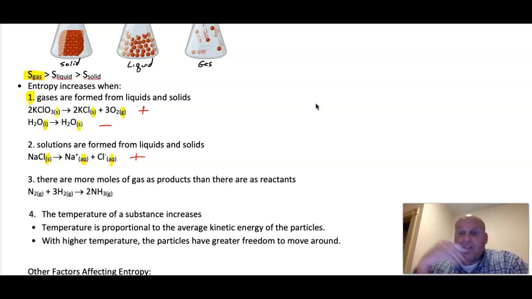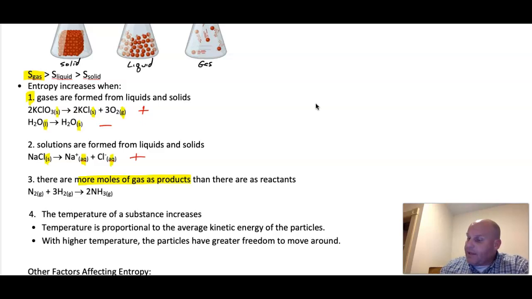Now, if they're all in the same state, and in this next example I have all gases, then I cannot differentiate between solid, liquid, and gas. But if I were to produce more moles of gas, that would be an increase in entropy. All right, so an increase in entropy would be more moles of gas as products. Okay, so a decrease in entropy would be more moles of gas as reactants.